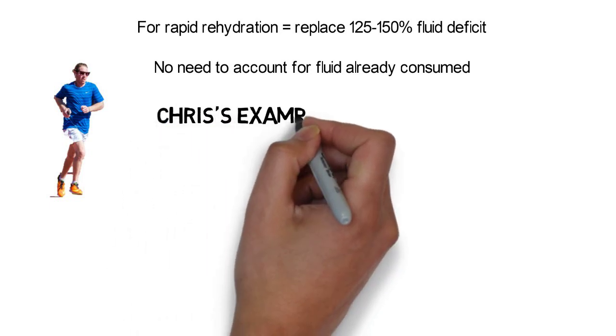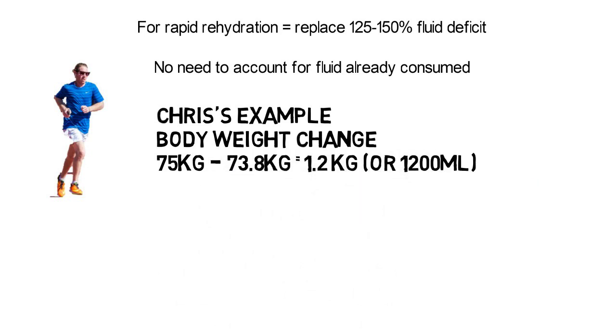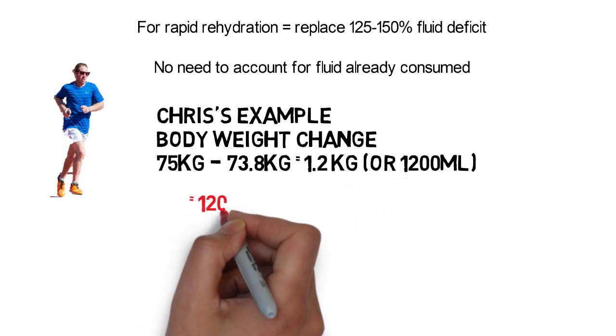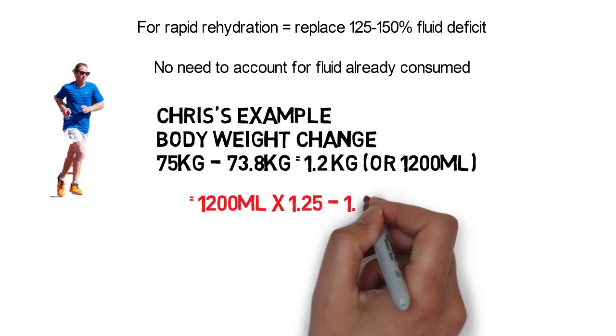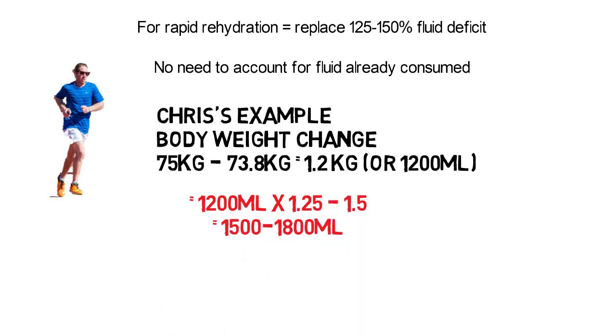In Chris's example, again, we have a 1.2 kilogram or a 1200 ml fluid deficit. So you just times the fluid deficit that's remaining by 1.25 or 1.5 to get the two percentage values, and that comes out to be 1500 mils to 1800 mils of fluid.